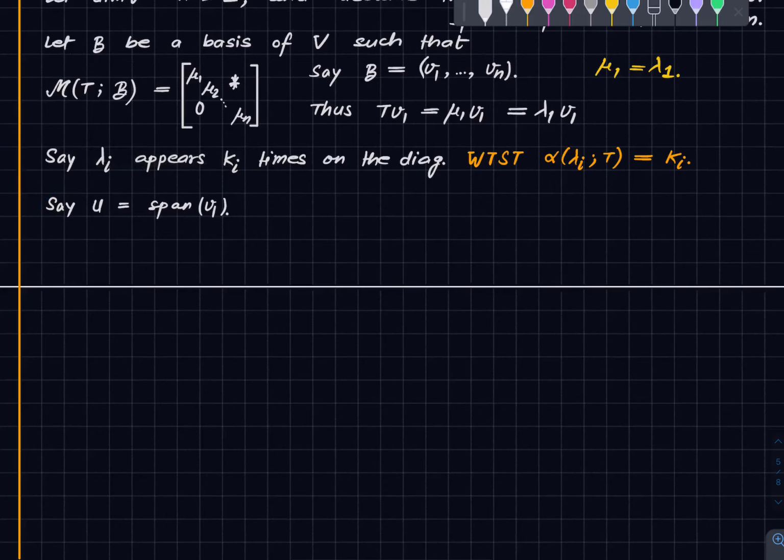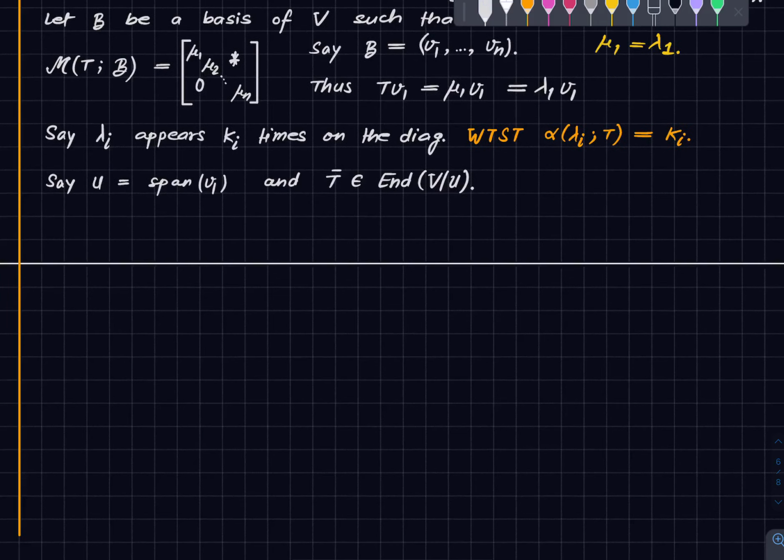So let's say capital U is the span of V1, and since U is T invariant, by virtue of the fact that V1 is an eigenvector, we consider the induced endomorphism on the quotient space. U is a T invariant subspace, and hence we may consider the induced endomorphism on the quotient.